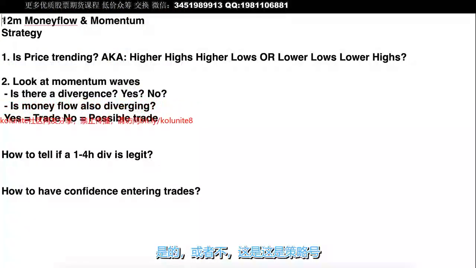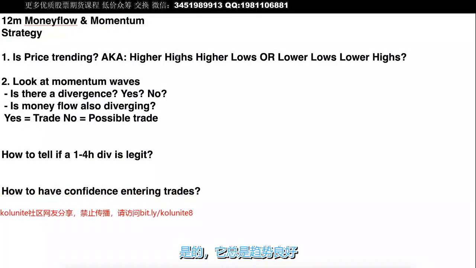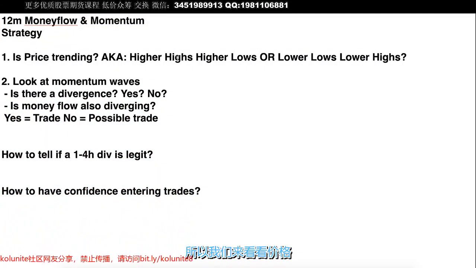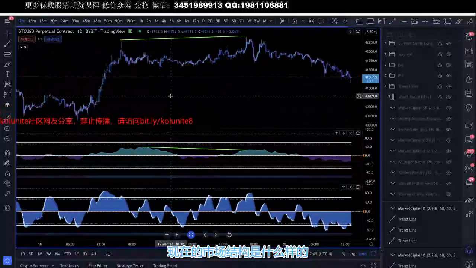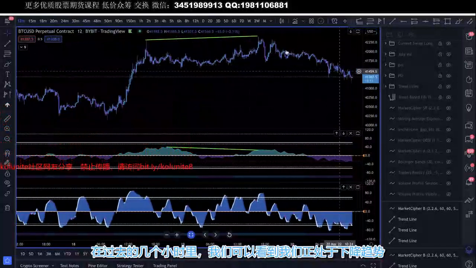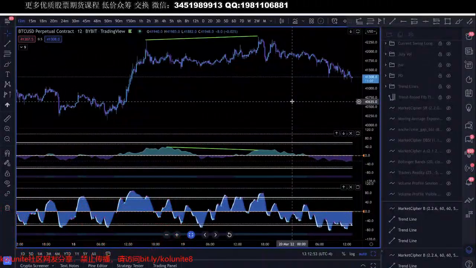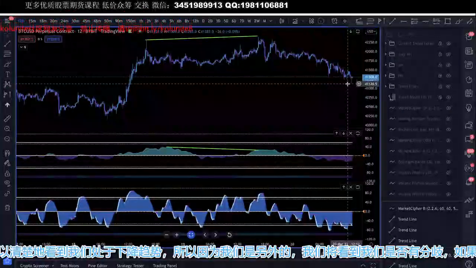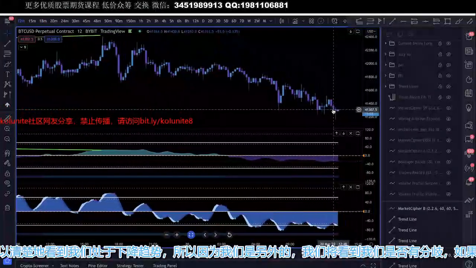This is the strategy, okay? Number one, is price trending? Yeah, it's always trending. Okay, so we're going to look at price, and we're going to take note of the market structure. What's the market structure looking like right now? Right now, for the past few hours, we can see that we're in a downtrend, right? We can clearly see that we are in a downtrend. And so because we're in a downtrend, we're going to look and see, do we have a divergence?